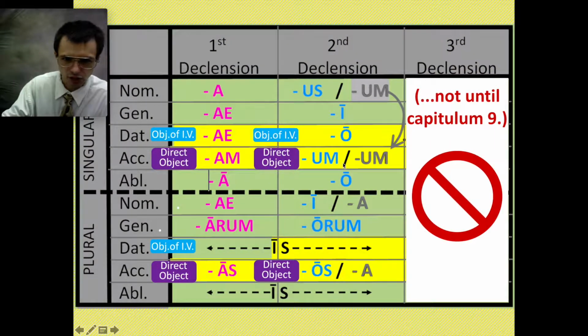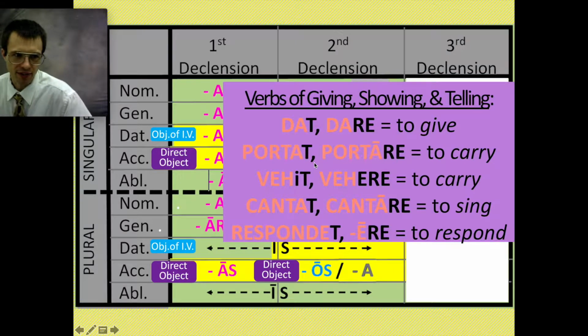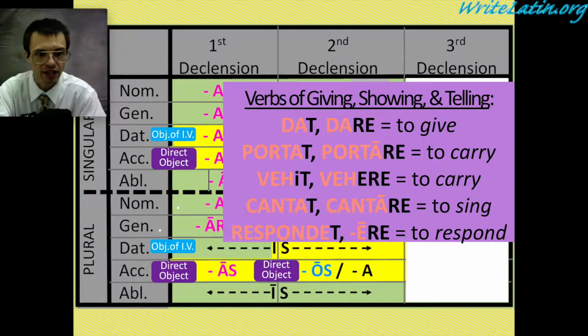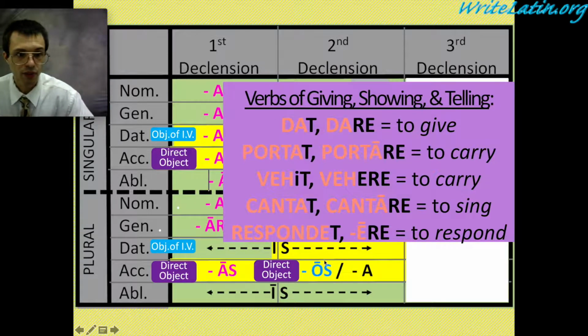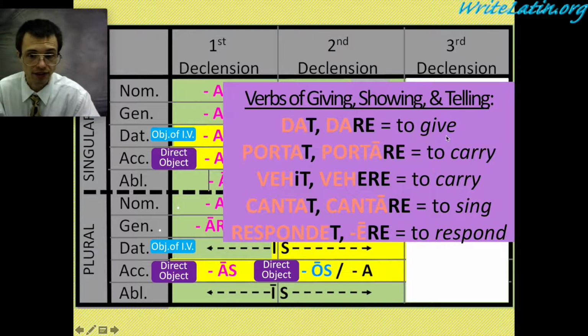Okay, so this is the way this is going to look on the chart. You're going to give an accusative, um, as, os, or a, to a dative, is, or i, or o. But it's not just giving. These verbs that can take a secondary indirect object in addition to their normal direct object are almost universally verbs of giving, showing, or telling. So far these are the ones we've had. Dat, dare, to give. Other verbs of giving are, for instance, portat, portare, to carry, vehit, vehere, to carry.